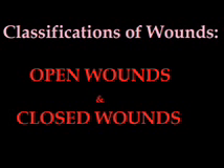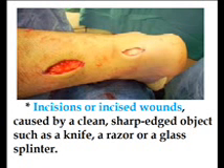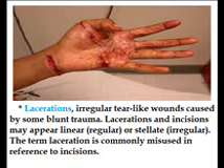Classification of wounds. Open wounds. Open wounds can be classified according to the object that caused the wound. The types of open wounds are incision or incised wounds, caused by a clean, sharp edge such as a knife, a razor, or a glass splinter. Lacerations, irregular tear-like wounds caused by some blunt trauma. Laceration and incision may appear linear, regular, or irregular.